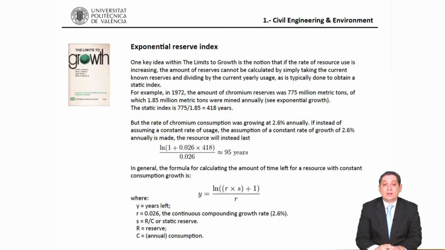In general, we find a formula for calculating the amount of time left for a resource with constant consumption, which depends on the total years left. The factor R equals 0.026, the continuous compounding growth rate of 2.6%, S, which equals R divided by the annual consumption, which is called the static reserve, being capital R the reserve.